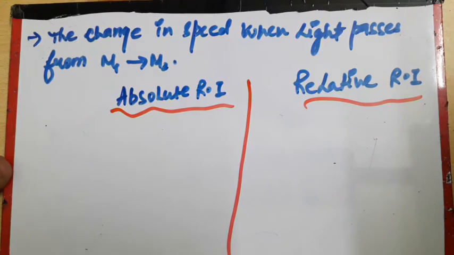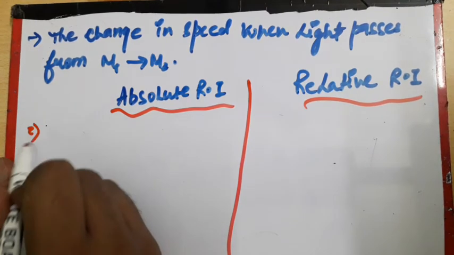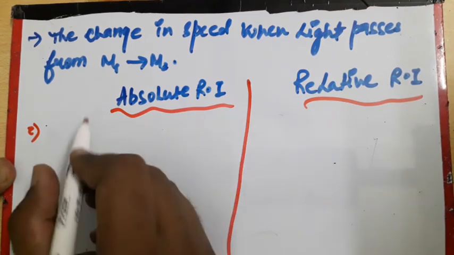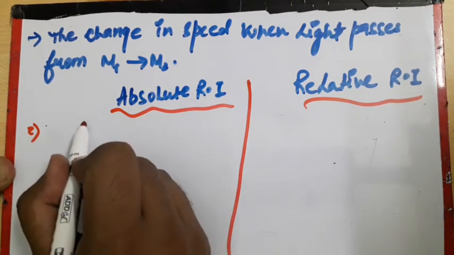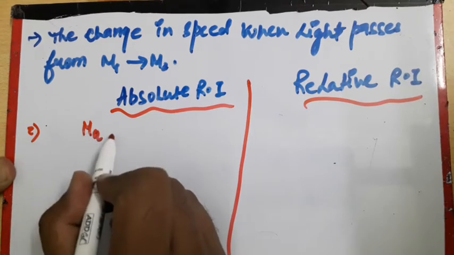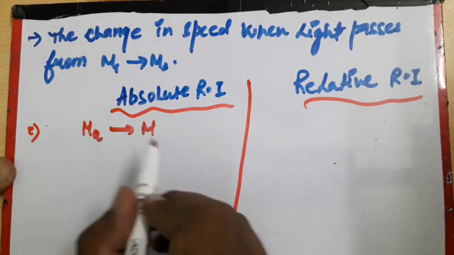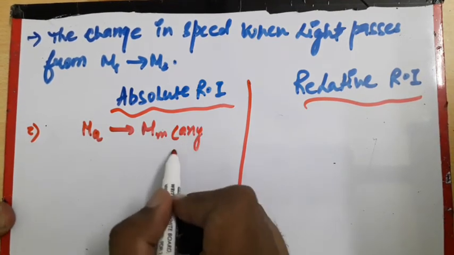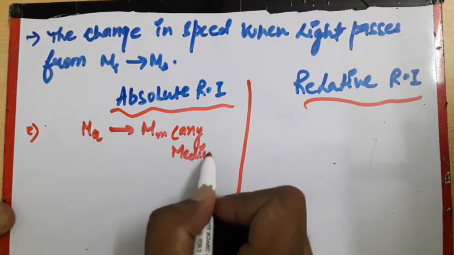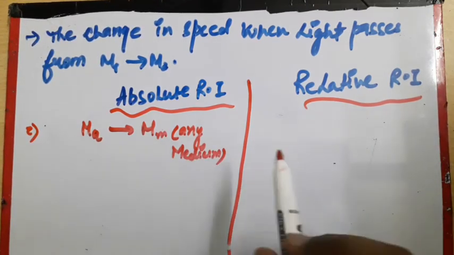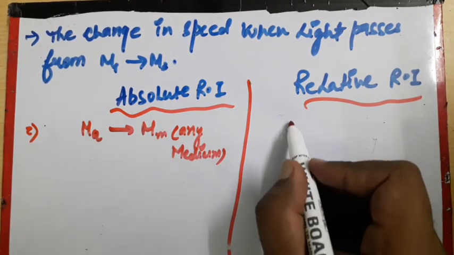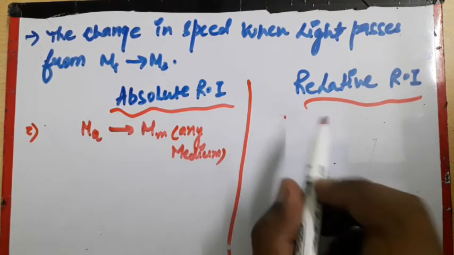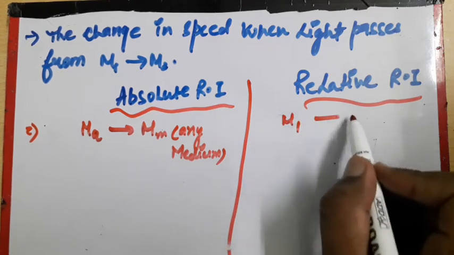If we talk about absolute refractive index, it means that the light ray is coming from air and going into any other medium, right? When a light ray is coming from air, the first medium should be air and it should be going into any medium. I should write here any medium. This is the absolute refractive index case. But in the case of relative refractive index, the light must be in any medium other than air, going from medium 1 to medium 2.